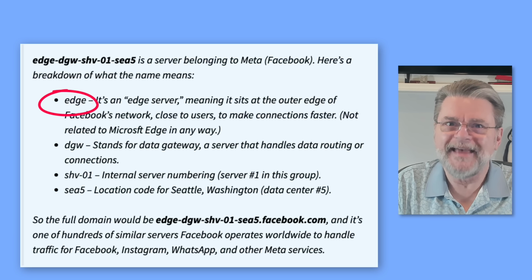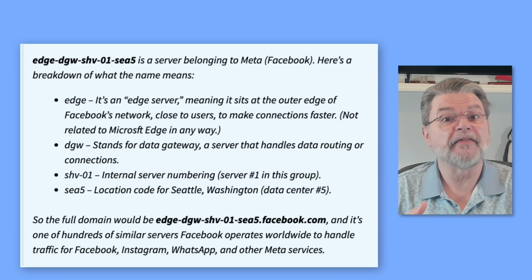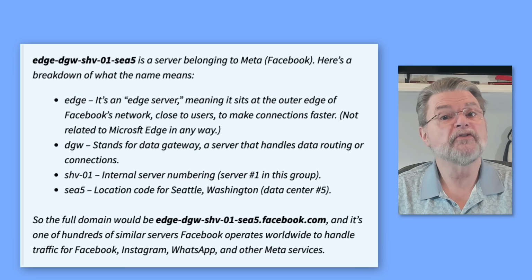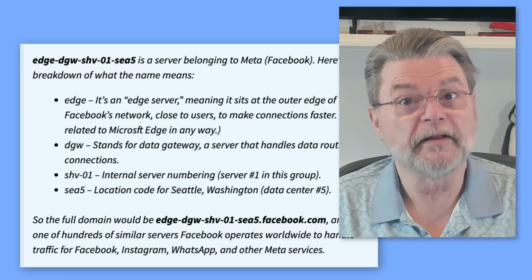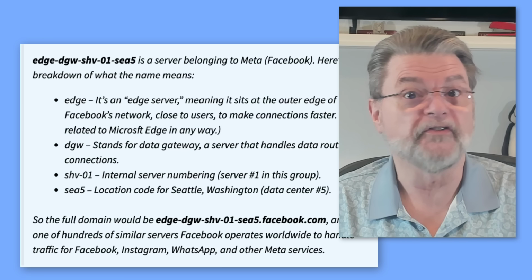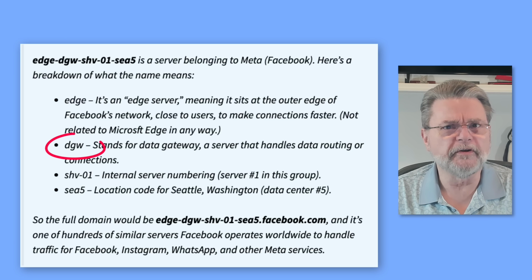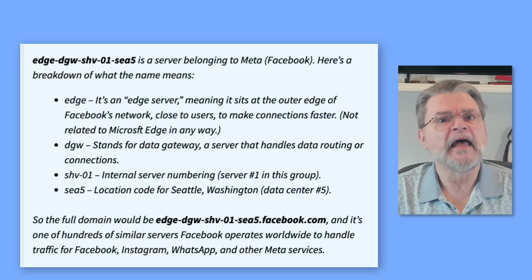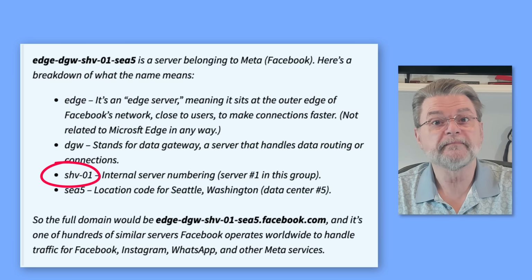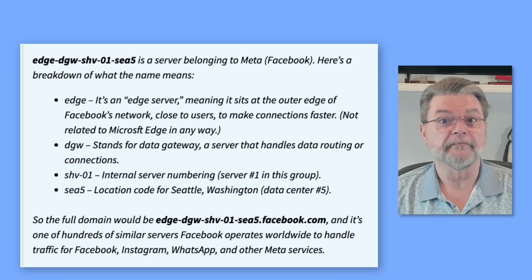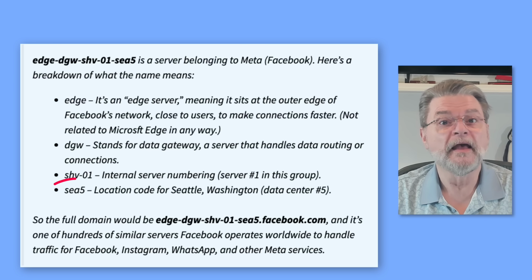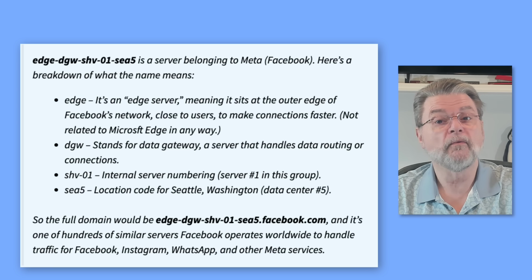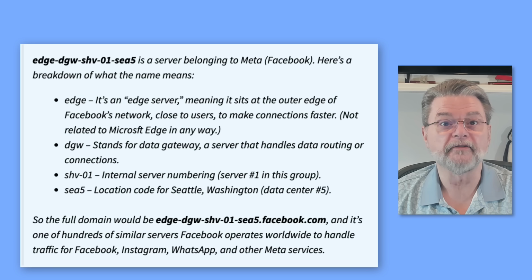Edge means it's an edge server, meaning it sits at the outer edge of Facebook's network, close to the users to make the connections faster. To be clear, this is not related to Microsoft Edge in any way. DGW stands for Data Gateway, a server that handles data routing or connections. SHV 01 is just internal server numbering, server number 1 in this group. SEA5 is a location code for Seattle, Washington, data center number 5.